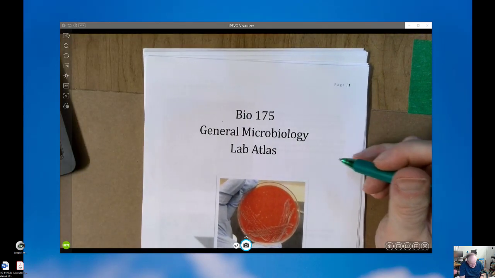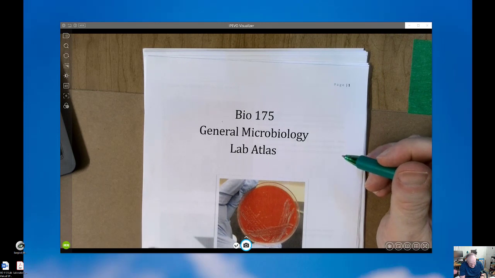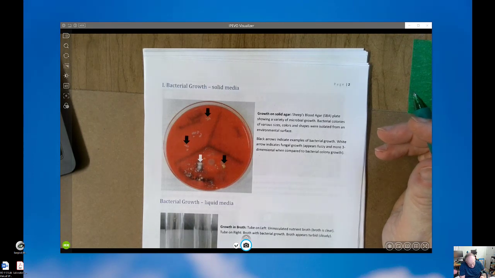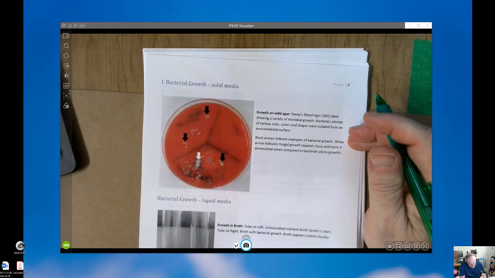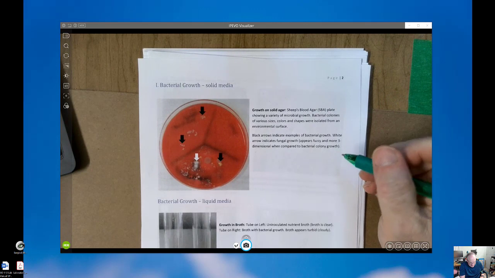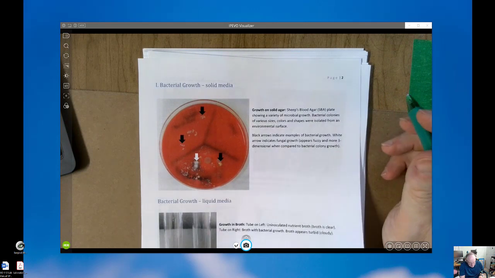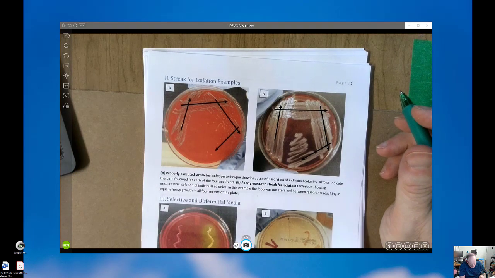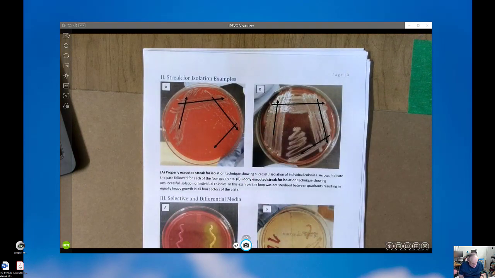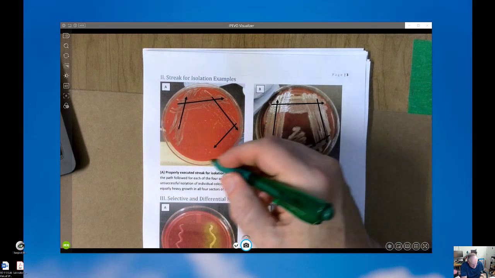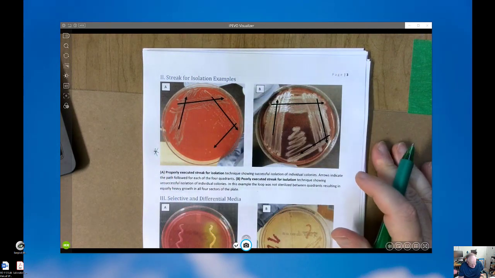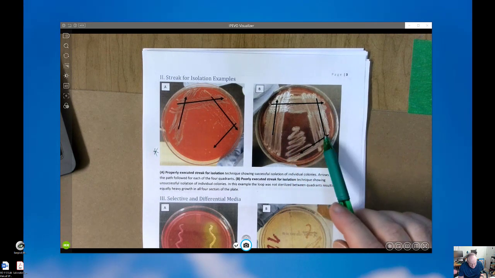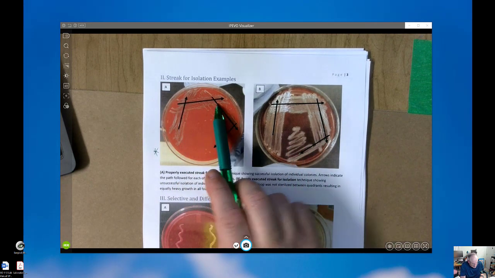BIOS 175 General Micro Atlas. I provided this. What it has inside are some graphics showing some characteristics of things that are consistent with what we do at the lab. So you can see the proper streaks. This one is obviously a good one. This is bad because you can see the multiple pass-throughs, where here we have multiple pass-throughs.